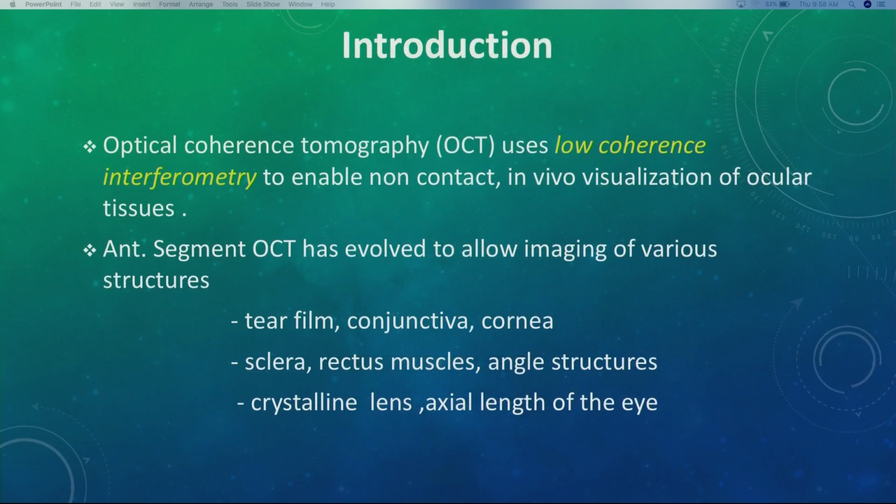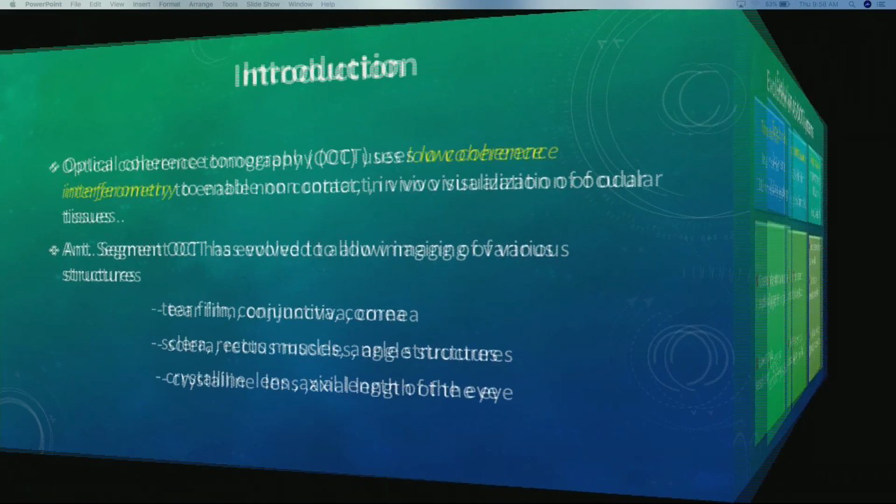So optical coherence tomography uses low coherence interferometry to enable a non-contact in vivo visualization of the ocular tissues. And the technology has evolved so much that we can image the various structures, right from the tear film to the conjunctiva, cornea, the muscles, the angle structures, the crystalline lens, and even the axial length of the eye.